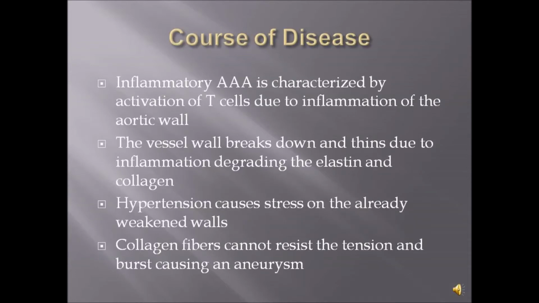The course of the disease: inflammatory AAA is characterized by activation of T cells due to inflammation of the aortic wall. The vessel wall breaks down and thins due to inflammation, degrading the elastin and collagen. Hypertension then causes stress on that already weakened wall, and then the collagen fibers can no longer resist the tension and they burst, causing that aneurysm.